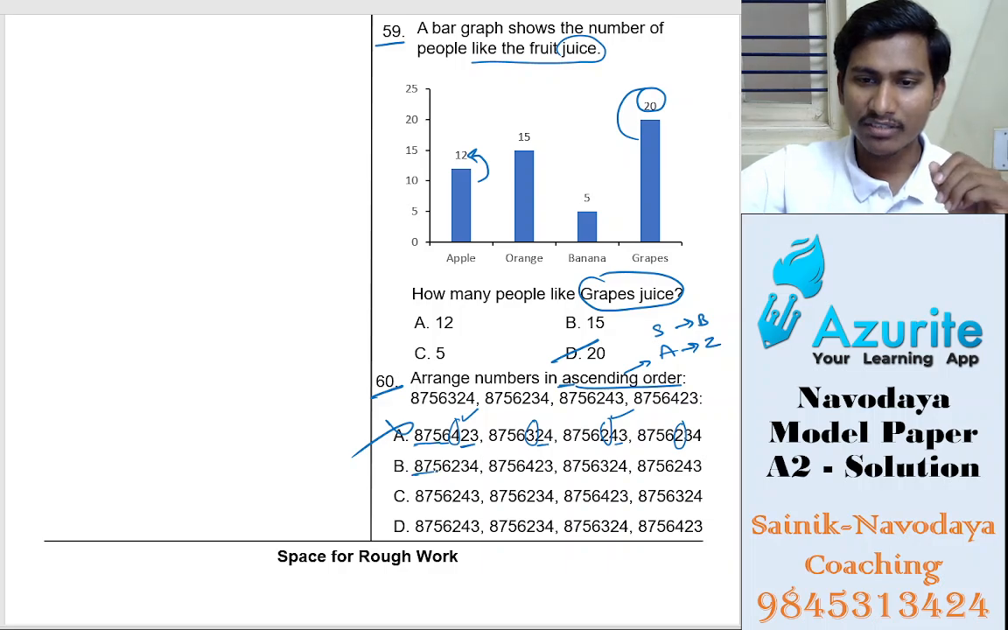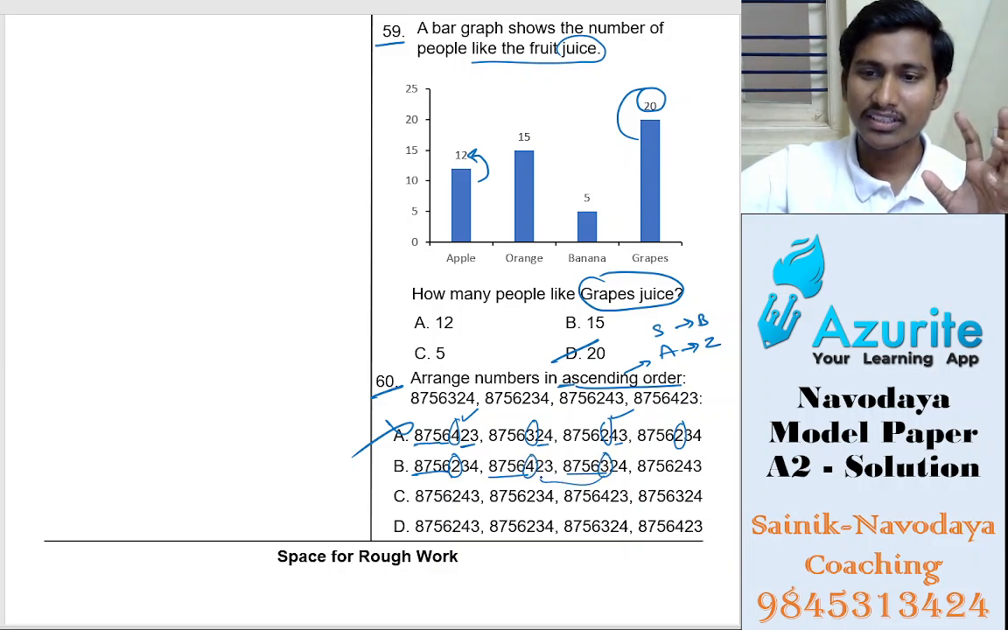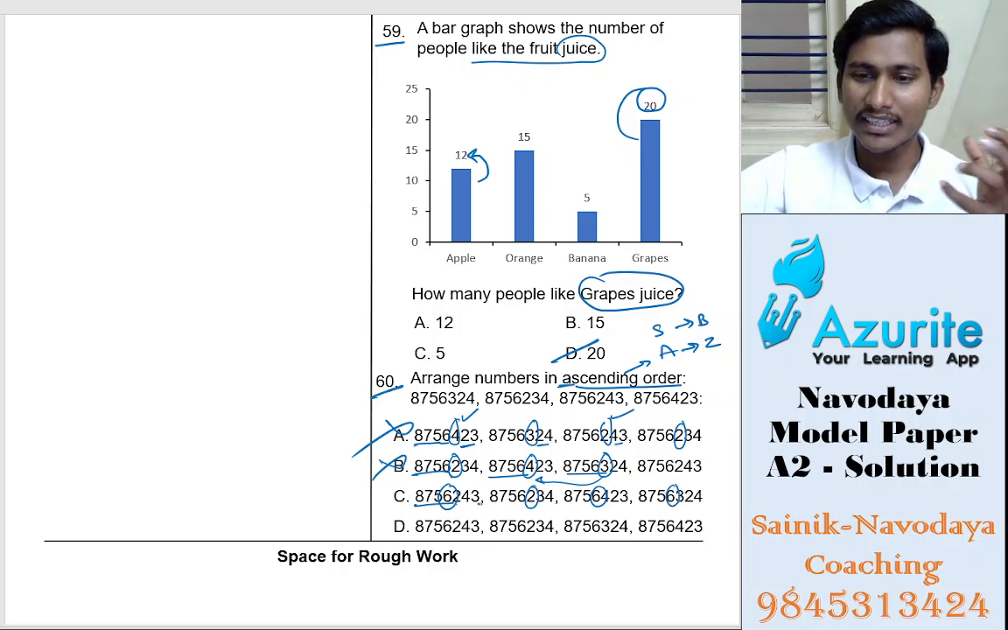So 8, 7, 5, 6 is all same, right? So after that 2 is there, right? 2, after that 4, after that 3. No, 3 should come first. That is the smaller, so not possible. So here 8, 7, 5, 6. Here 2 is there, right? Here also 2. Here 6 is there, right? So 2, 2, then 6, then 6. So after that it is correct.